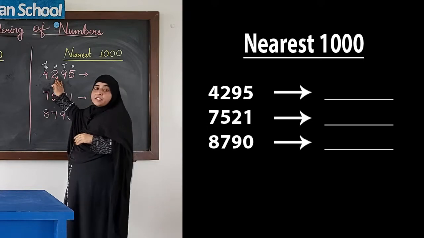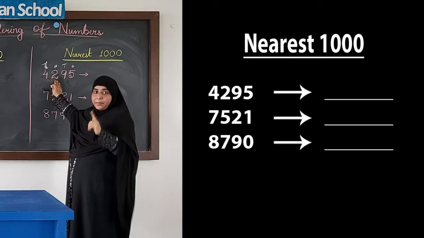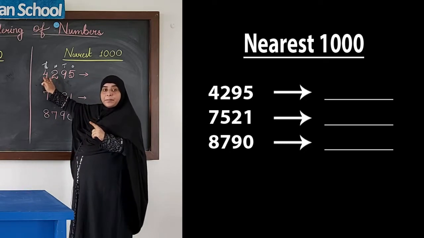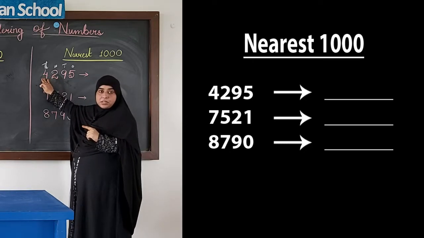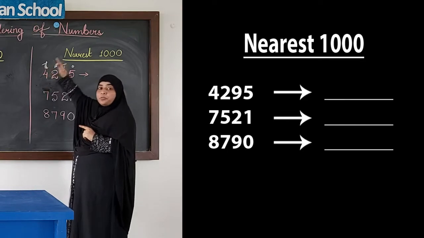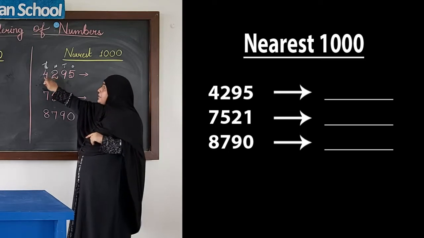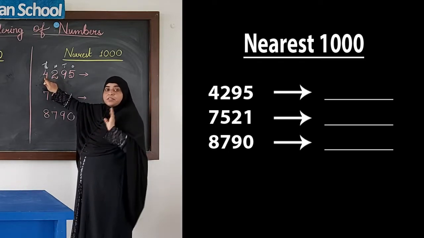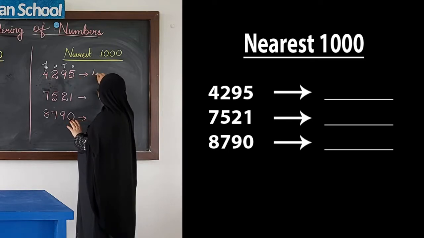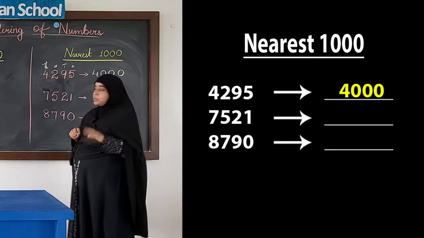Here in the hundreds place, we have 2. 2 is less than 5. That means it will remain in the same thousands. If it is 5 or more than 5, then this will move to the next 1000. But here, since it is 2, it will remain in the same thousands, that is 4000. So, the answer for this, the nearest 1000, is 4000.